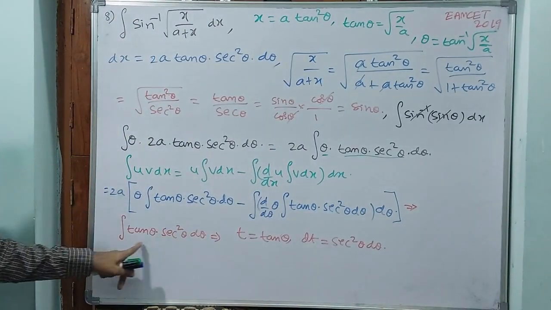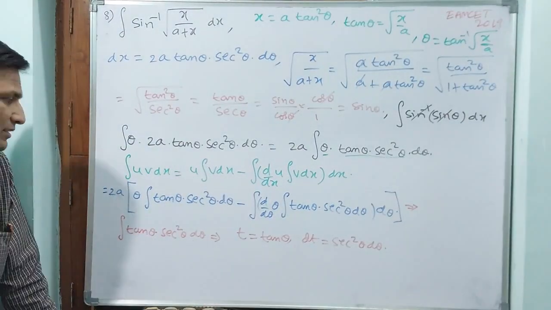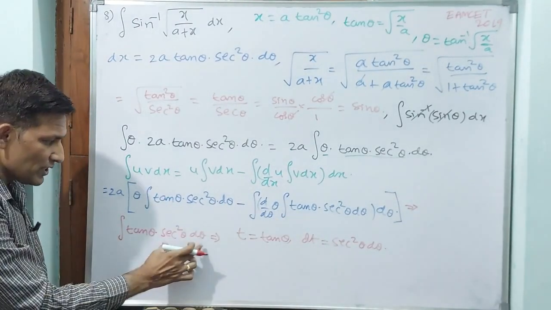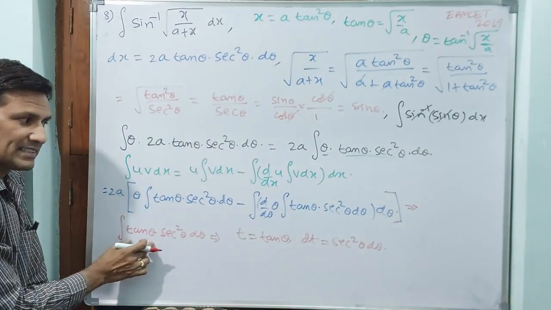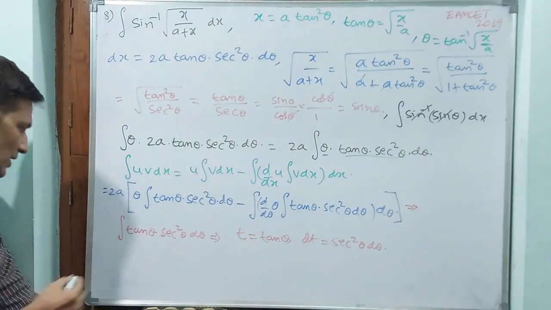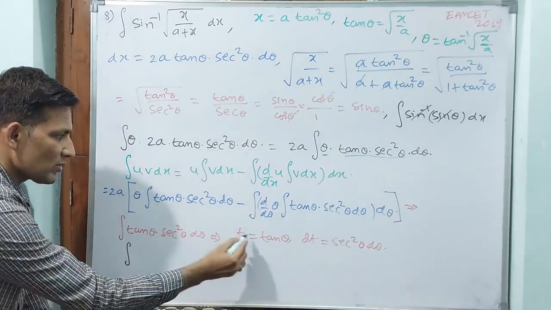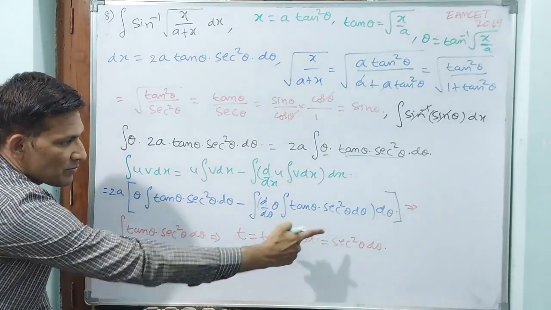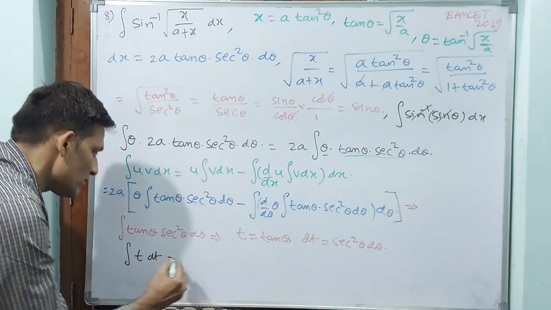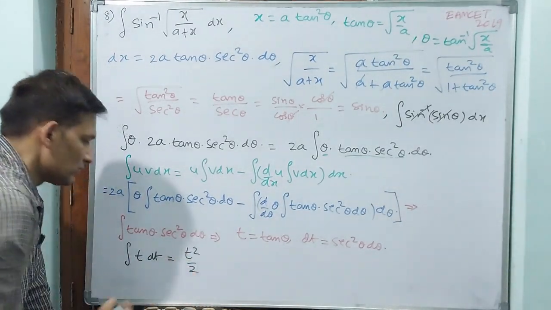Okay, if you take t equal to tan theta, dt is equal to secant square theta d theta. You see, secant square theta d theta is there, tan theta is there. Then how can I write? I can write like this: integral, in place of tan theta you put t, in place of secant square theta d theta, dt. That means this value is going to become t square by 2.